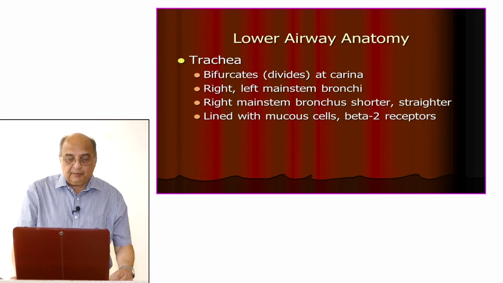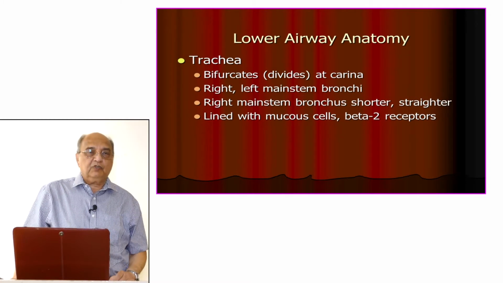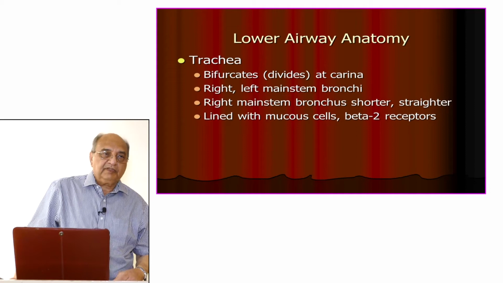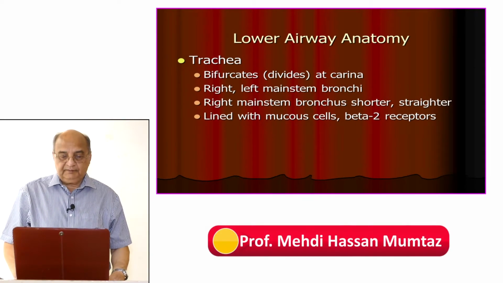Then it is lined with mucus cells, and beta 2 receptors are there. As far as the autonomic nervous system is concerned, beta 2 receptors are lying in the trachea and the bronchi.